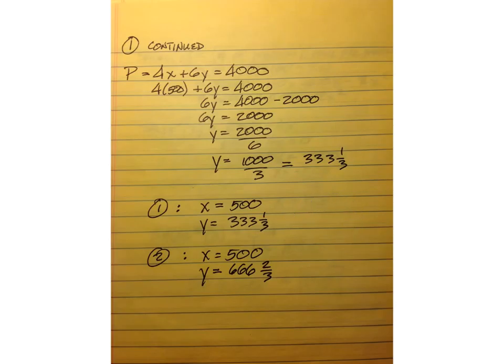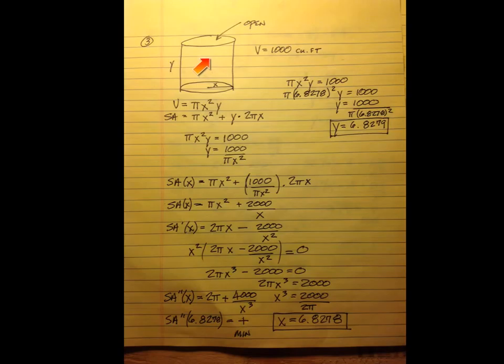Alright, so you have a cylinder and the top is open. The volume is 1,000 cubic feet. Now, the volume is going to be, with a radius of x, pi x squared times y. I made y the height. So you can solve that formula down later. I actually put it over here. This is just work that I brought up from the bottom. But here's the formula for volume.